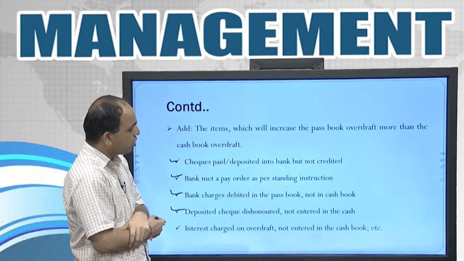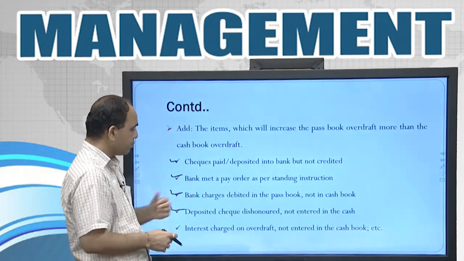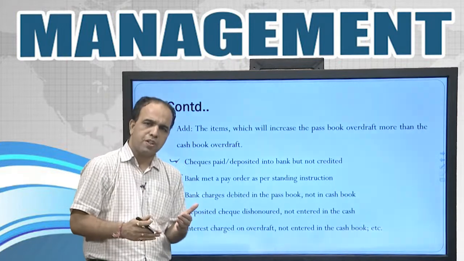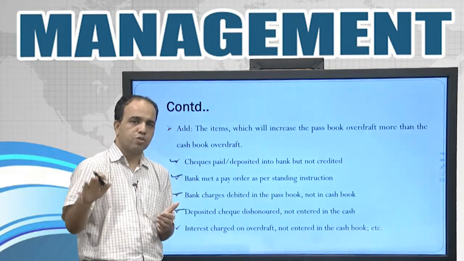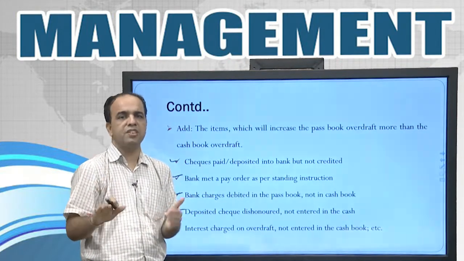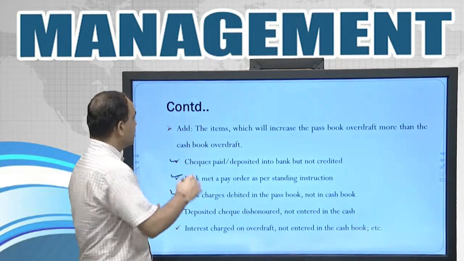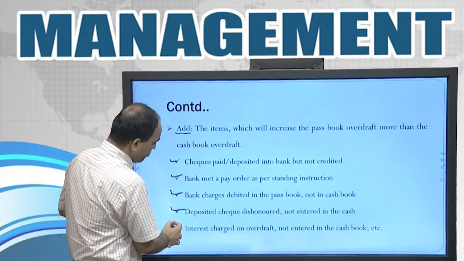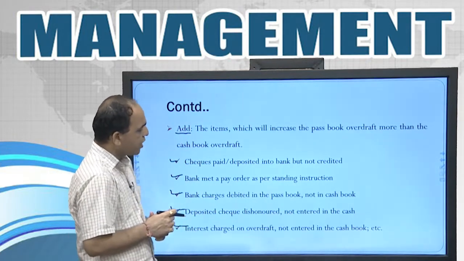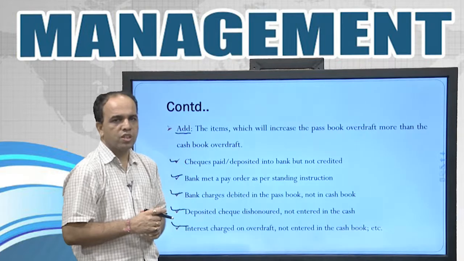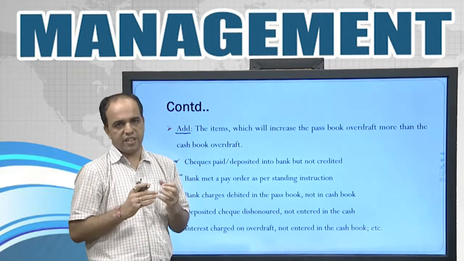Deposited check dishonored, not entered in the cash book. If it is dishonored, ultimately the bank balance will be reduced. Bank balance reduced means bank overdraft increases, so we have to add it. Interest charge on overdraft not entered in the cash book, then we have to enter it in the cash book.